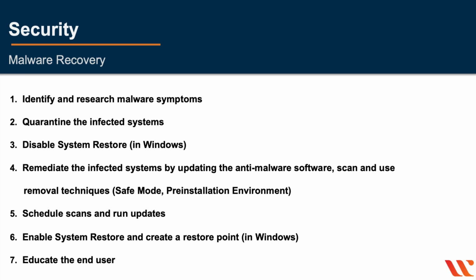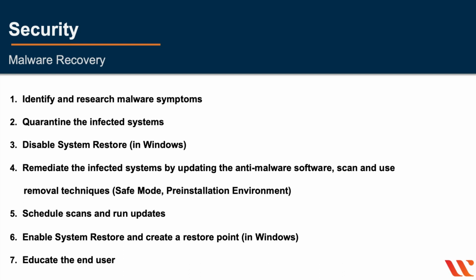You want to disable System Restore in Windows, and then you want to update the anti-malware software so that all the definitions are up to date. You want to scan and remove any of the bad files, and you want to do that in safe mode or in a pre-installation environment. Then you want to schedule scans and run updates once the system is clean. And then you want to enable System Restore and create a restore point, that is if you're in Windows. And then you want to educate the end user about what happened and document the issue.